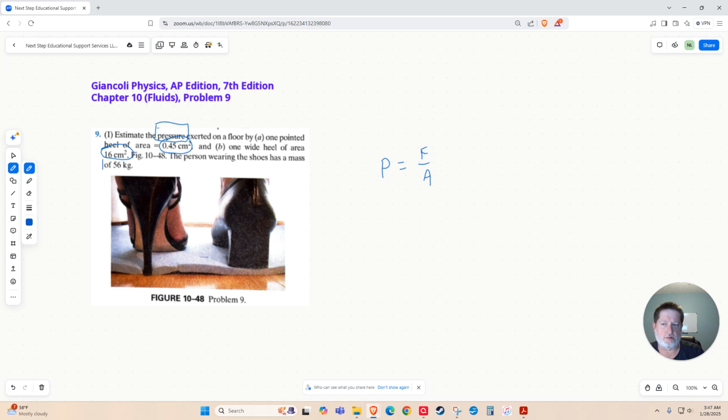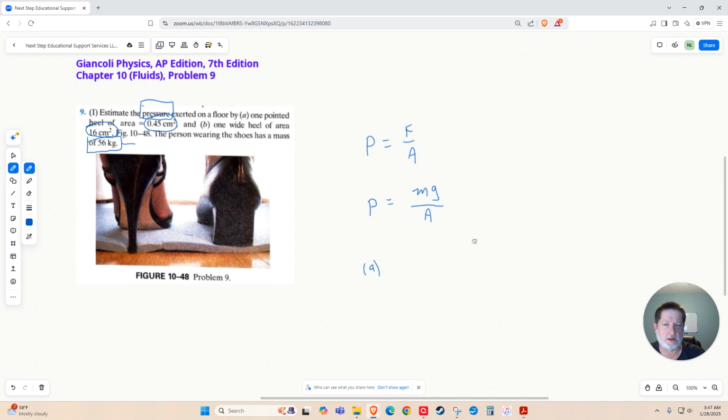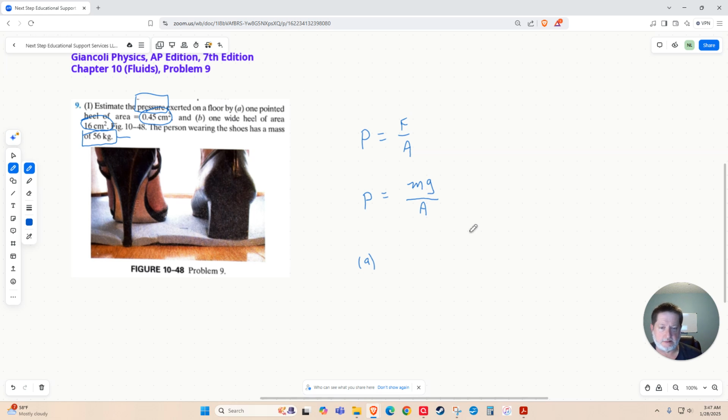From previous study, you should know that you can calculate the force exerted based on the mass of the person standing in the shoe, using the acceleration due to gravity to calculate the force of gravity. We'll make that substitution as we go. So the pressure is going to be the force of gravity, which we'll replace with mg, divided by the area, which is just a given number for this problem. So fairly plug and chug at this point, although we're likely going to have some unit conversions. We'll take a look at that in a second.